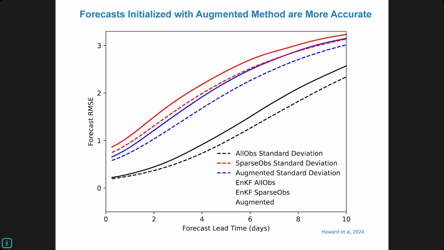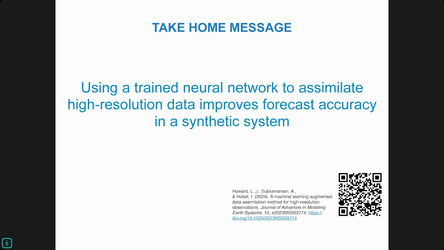What we see here is that the error is the least for the case where you're assimilating everything with the ensemble Kalman filter. But when you do the augmented method, machine learning plus Kalman filter, the error is lower than the low resolution Kalman filter. And at long lead times, it's potentially more reliable also, in that the standard deviation is closer to the error when you do the augmentation.